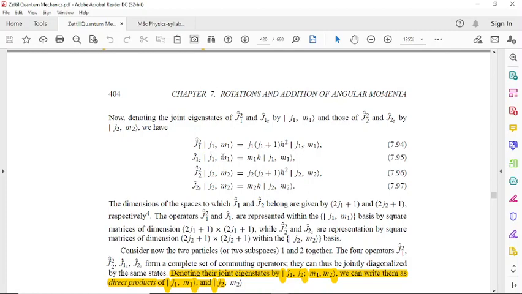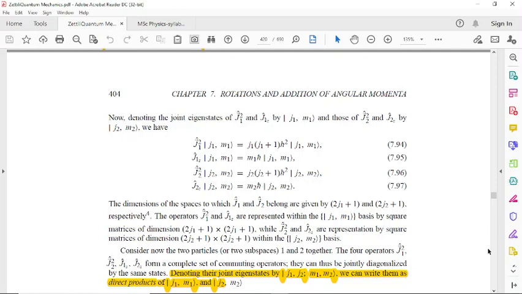നമ്മൾ നേരത്തെ കണ്ടിട്ടുണ്ട്, ഇവിടെ നൊട്ടേഷൻസ് മാത്രമേ മാറുന്നുള്ളൂ. J സ്ക്വയറിന്റെ പകരം ഇവിടെ J1 സ്ക്വയർ ആണ്, J പകരം J1z ആണ്, ആൻഡ് J2 J2z ആയി. ഐഗൻ വാല്യൂസ് നമ്മൾ J1 പകരം J2 എന്ന് ഉപയോഗിക്കുന്നു കേട്ടോ.